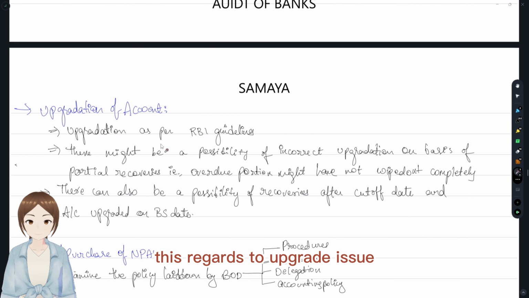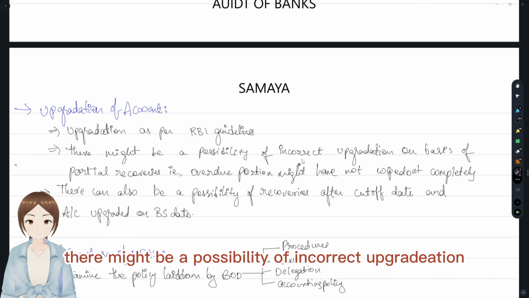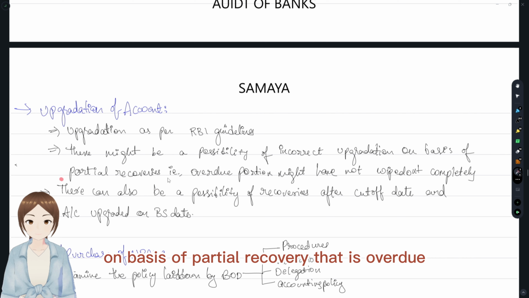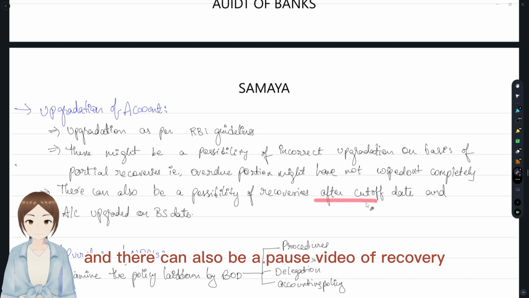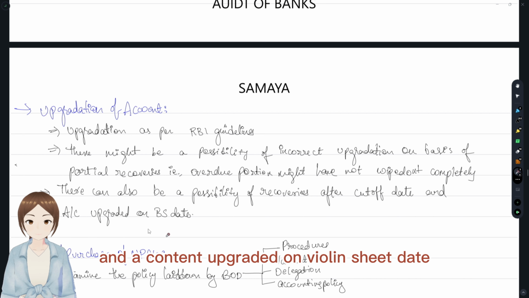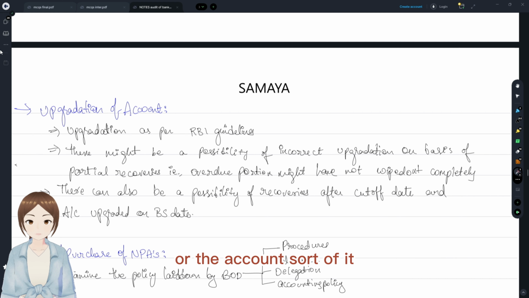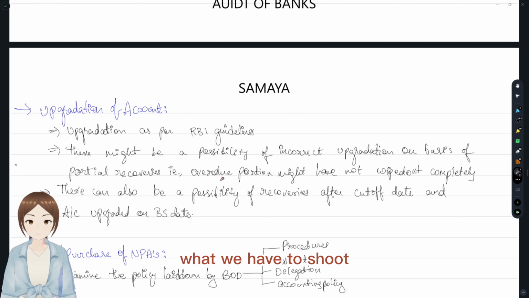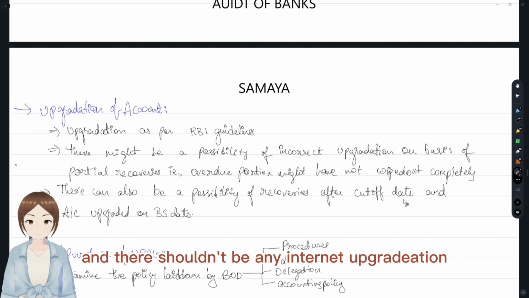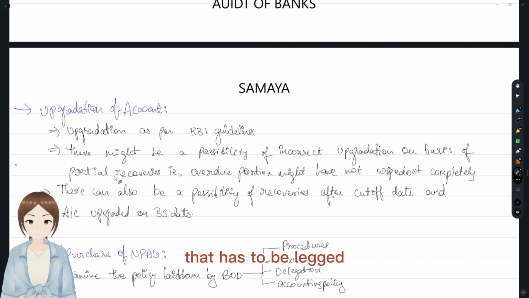With regards to upgradation of accounts, upgradation as per RBI guidelines, okay, there might be a possibility of incorrect upgradation on the basis of partial recoveries, that is, the overdue portion might not have been wiped out completely, and there can also be a possibility of recoveries after the cutoff date and the account upgraded on the balance sheet date. What they're talking about is upgradation, that is, substandard to standard or doubtful to substandard. Whenever advance accounts were upgraded, we have to check whether they were done as per RBI guidelines, and there shouldn't be any incorrect upgradation on the basis of partial recoveries. That has to be legit.